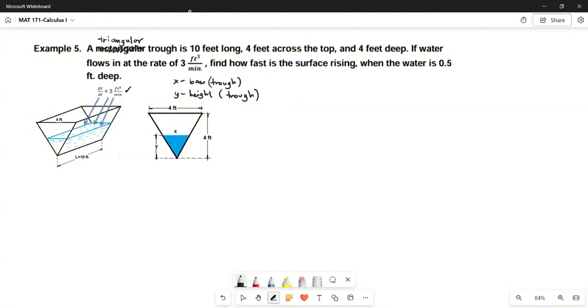Since we were given the dimensions 10, 4, and another 4, which are the length, base, and depth of our trough, we can use our volume formula. How do we solve the formula for the trough? The triangular trough is a triangular prism, so it is 1/2 times our base, which is x, times our height y, and don't forget the L. So we analyze the volume formula we will use.